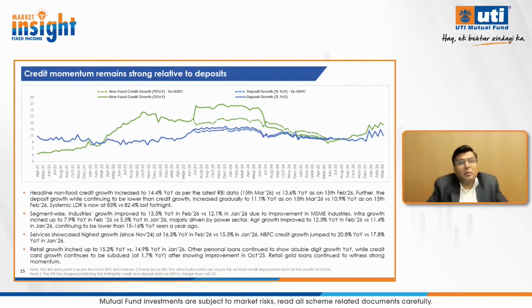Coming to the domestic macro fundamentals, again, credit momentum remains quite strong. As you can see, headline non-food credit growth increased to 14.4%, from 13.6% in February. That shows strong demand across sectors. Industrial growth grew to 13.5% compared to 12.1% in January, largely due to strong demand from the MSME sector. Infrastructure also grew from 5.5% in January to 7.9%. Again, strong growth in the agriculture sector as well. Services continue to remain quite robust, and NBFC credit growth jumps to 28.8% from 17.8%.